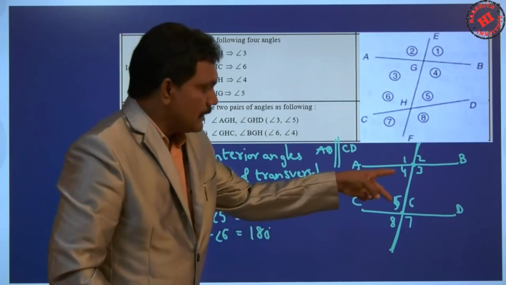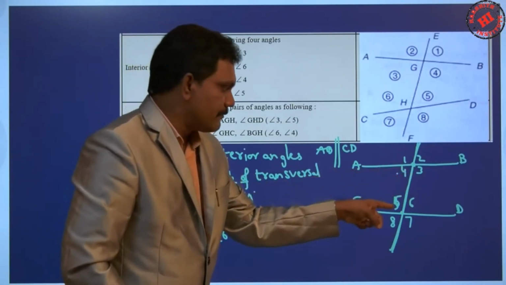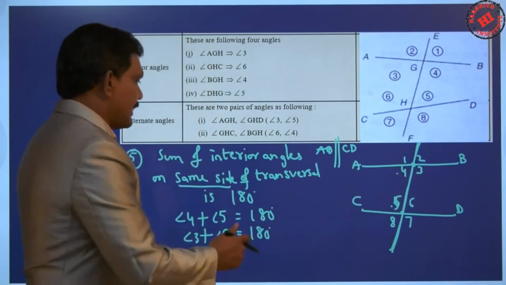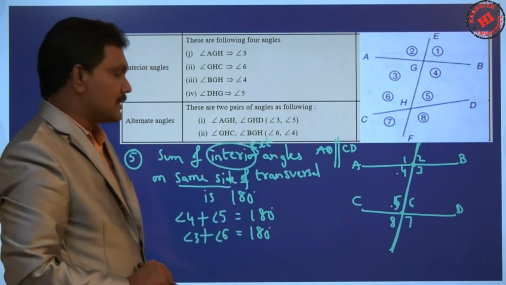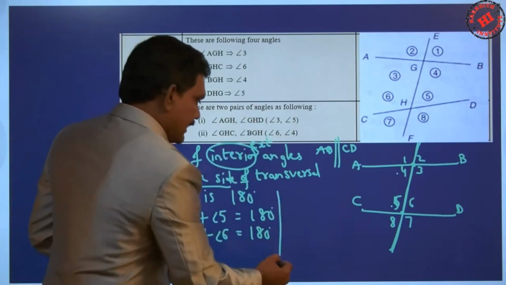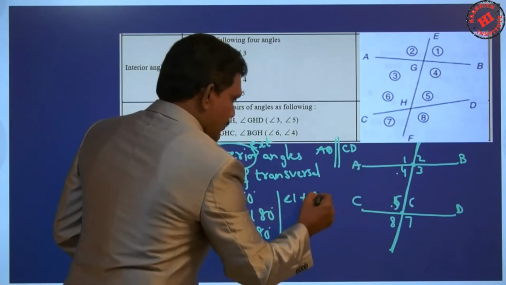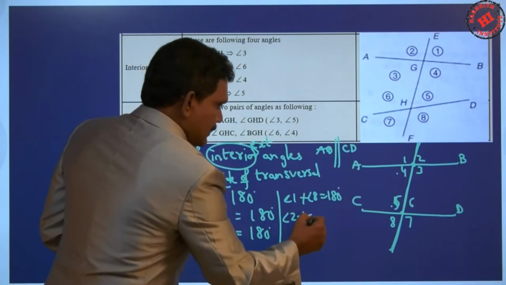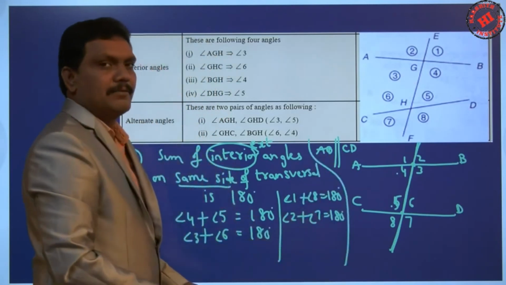Sum of interior angles on same side of transversal is 180. 4 plus 5, 180. 3 plus 6, 180. And also sum of exterior angles on same side of transversal 180. That means angle 1 plus angle 8 is equal to 180. And also angle 2 plus angle 7 equal to 180. This is about sum of the angles.